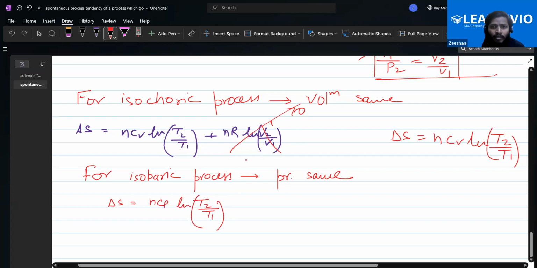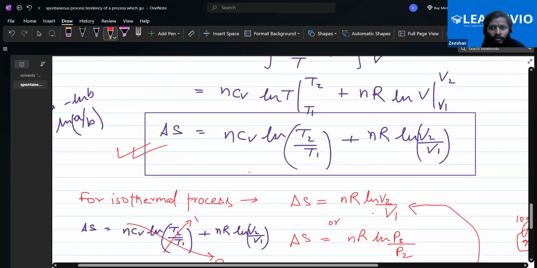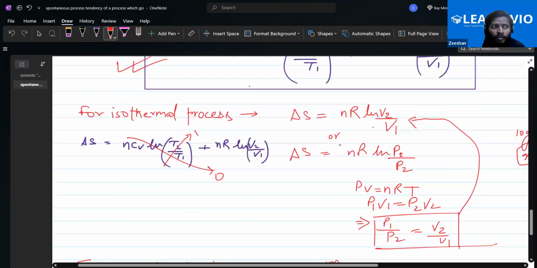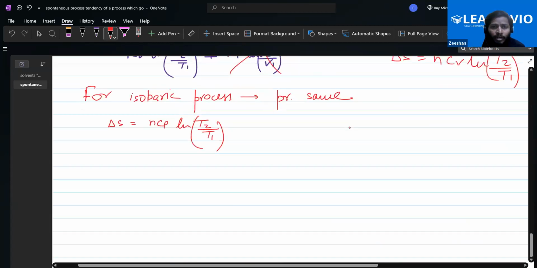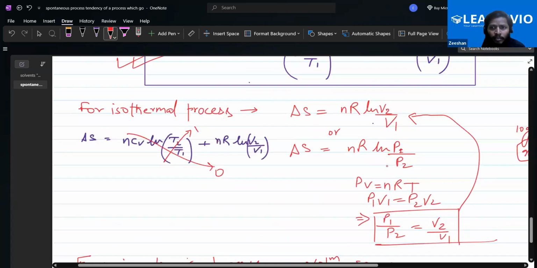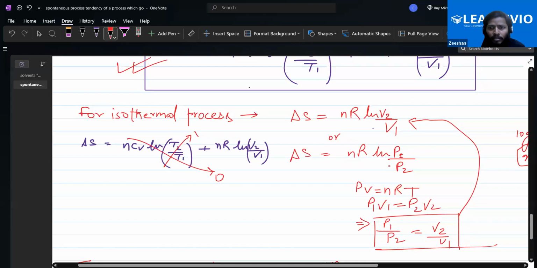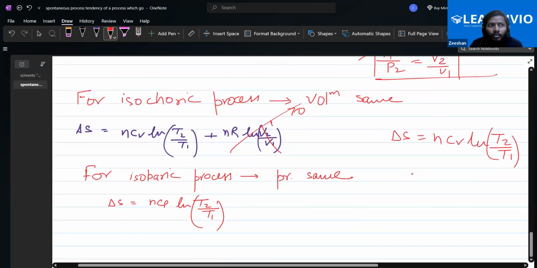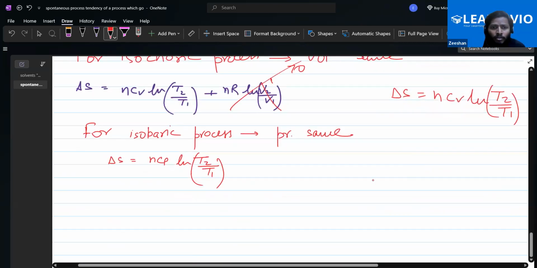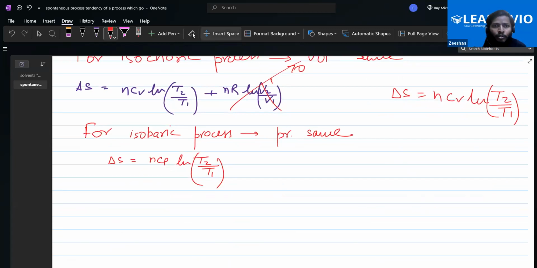And the other thing was nR ln V2 by V1, which will get cancelled out. See, we have the other, nR ln P2 by P1, also there. So this one cancels out and this will be the final answer. So you don't have to remember each and every formula.